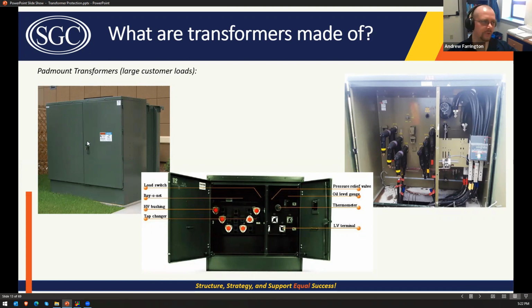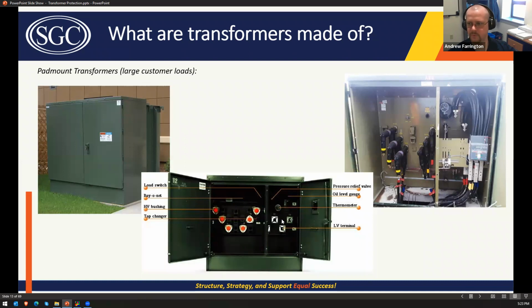If you've ever wondered what's inside one of them, this is what it looks like. You've got your primary connections. These are your high voltage bushings. This particular one has a pressure relief valve and an oil level gauge, because these are oil filled as well. These don't have a nitrogen bottle. They're not important enough, I guess, to have the same considerations as a power transformer.